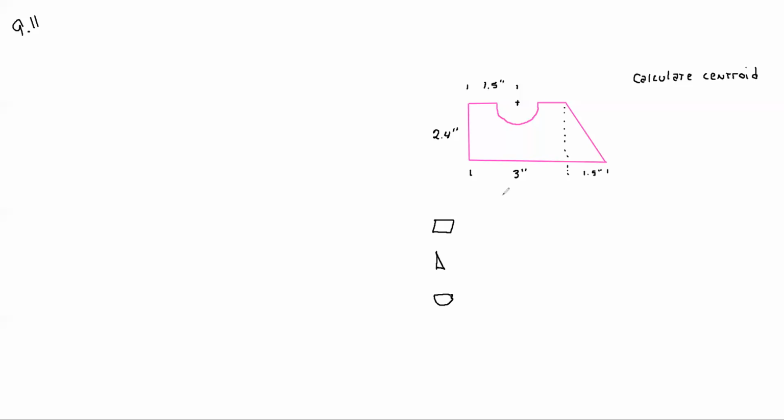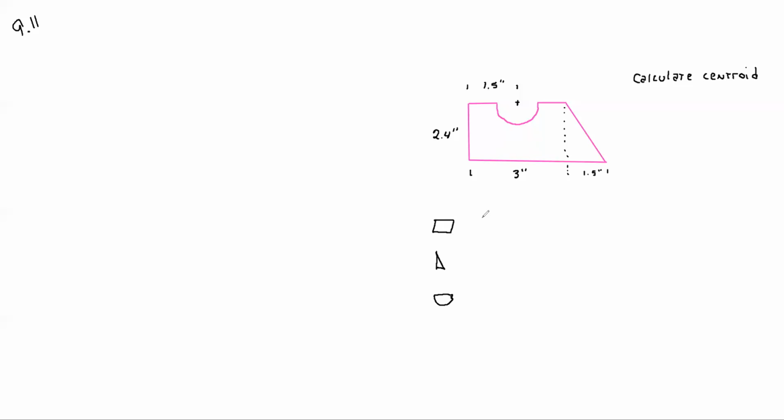So it's an addition and a subtraction problem. The rectangle will be addition. I'll subtract the semicircle and add the triangle. You might recall the technique that we're going to use. We need to get the area of each of the shapes, so we'll start with that.